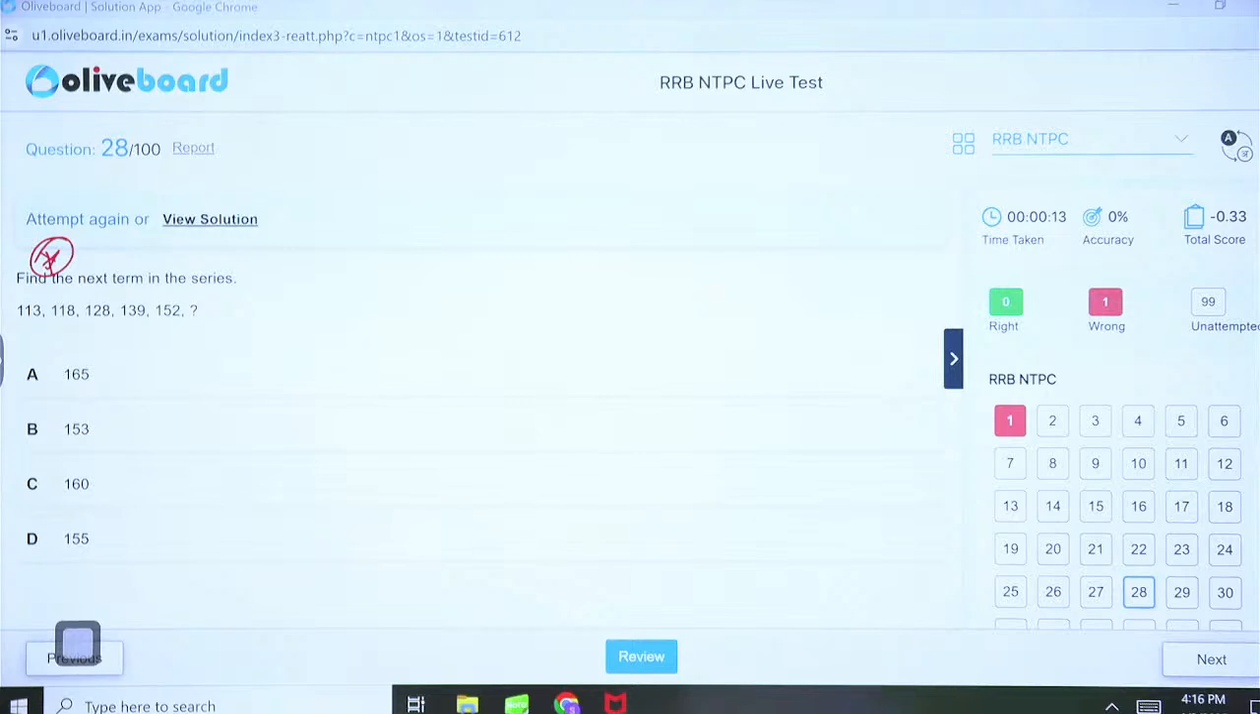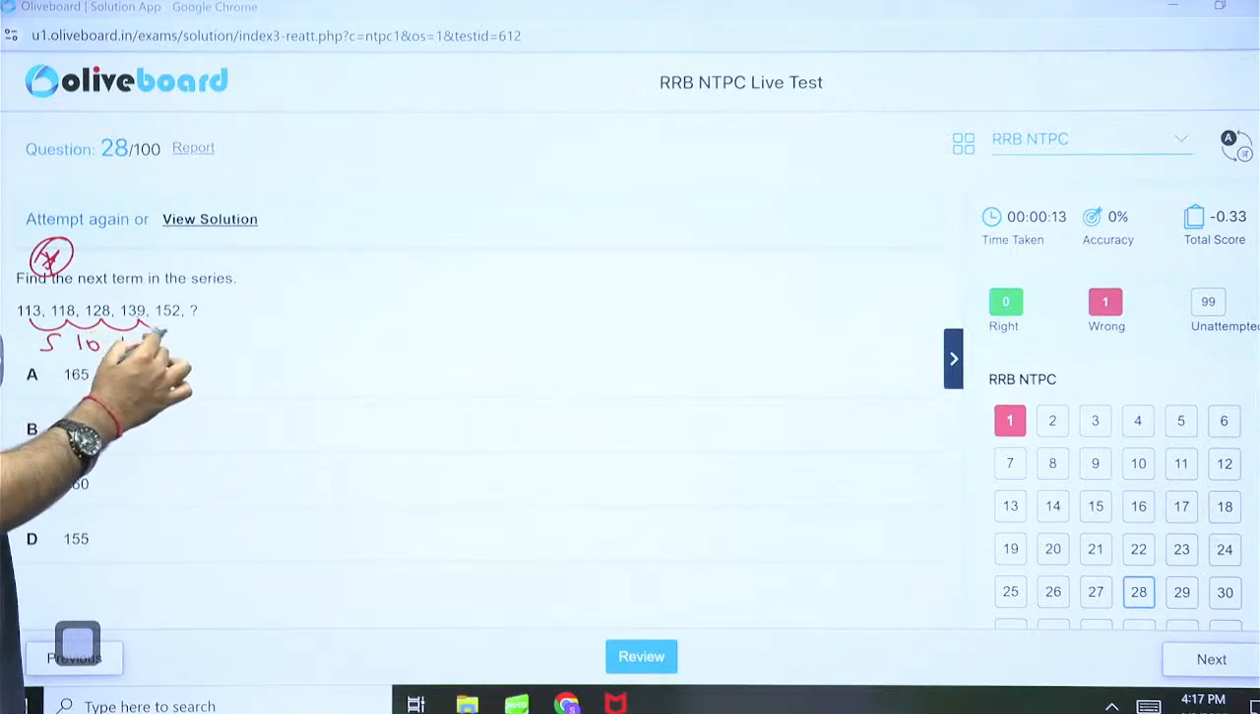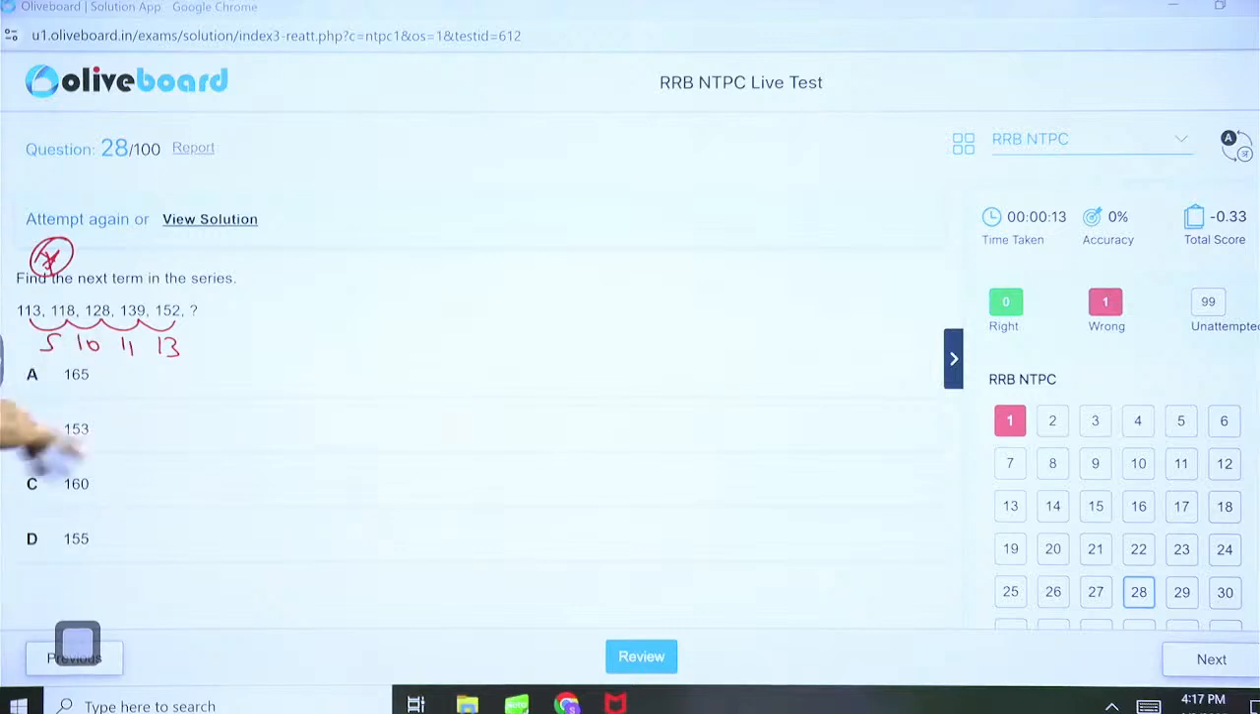See, the first thing which we'll do is we'll find the difference. Okay. So we find the difference. This is plus 5. This is plus 10. This is plus 11. This is plus 13. Is there some logic? So a lot of students check difference of difference. So they'll get 5, 1, 2. Then they'll see this is minus 4 plus 2. Does it make sense? No. Hi Swapnil. Does it make sense?